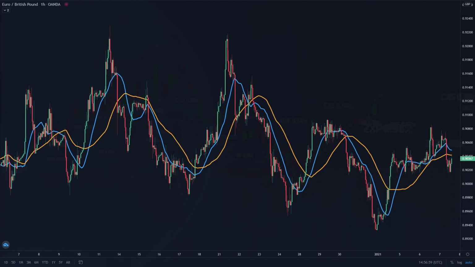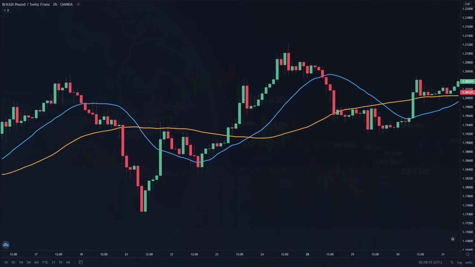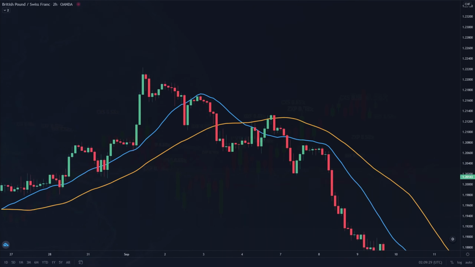So once you have identified the right market, it's time to trade the crossover. For your entry signal, if the 20 MA crosses above the 50 MA, you take a buy position. And if the 20 MA crosses below the 50 MA, you take a sell position.